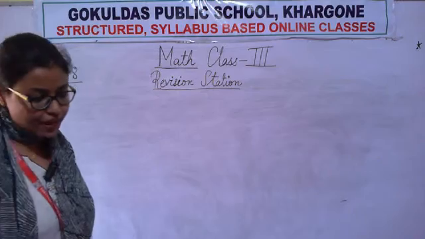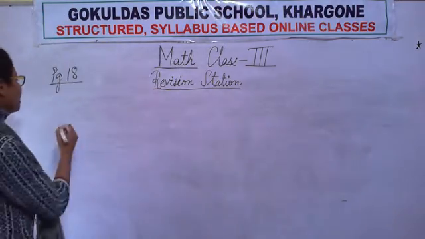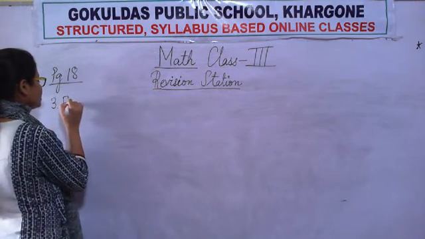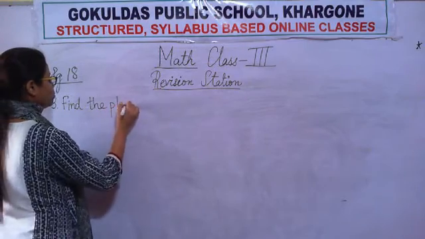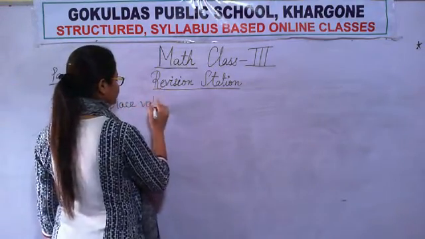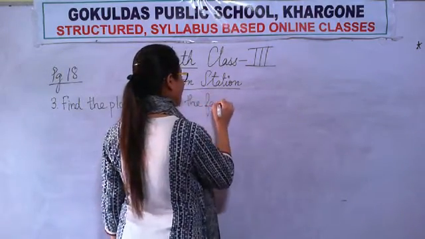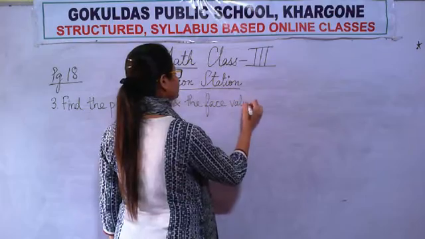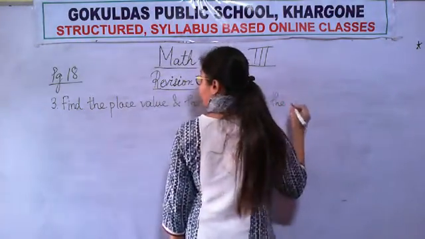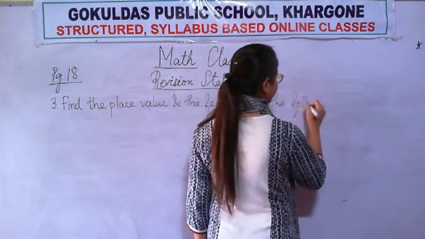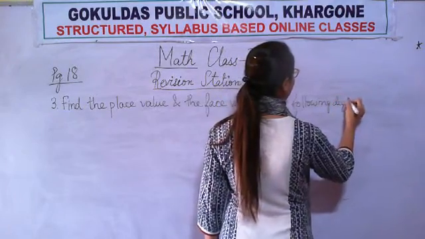Okay, find the face value and the place value of the digit in the following numbers. Find, question number 3. What is the question? Find the place value and the face value of the following digits. What we need to do? We need to find the place value and the face value of the following digit.